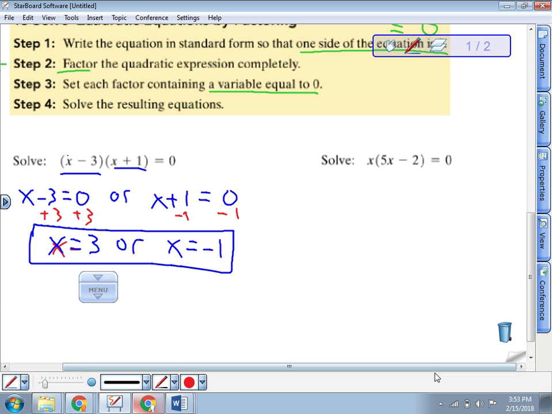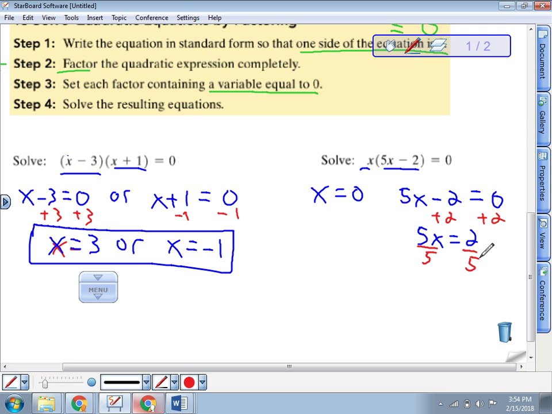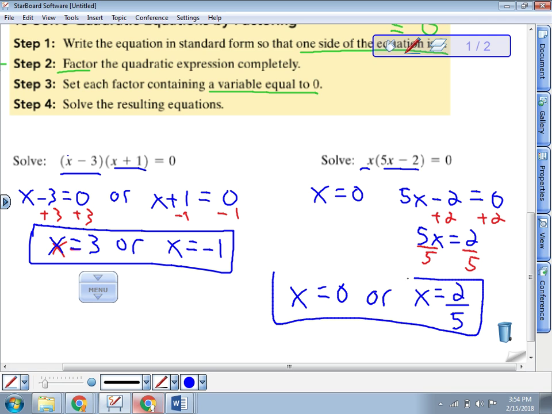Next one. Again, it's set equal to 0 and already factored. So we set anything that contains a variable equal to 0. I take the x and set that equal to 0. That's nice, it's already solved. Or I take the 5x minus 2 and set that equal to 0, and then I solve for x. In this case, I'm going to add 2, so 5x equals 2. Now I'm going to divide each side by 5. So x equals, keep it as a fraction, 2 over 5. Or, like we said, x equals 0. So there are our 2 answers.